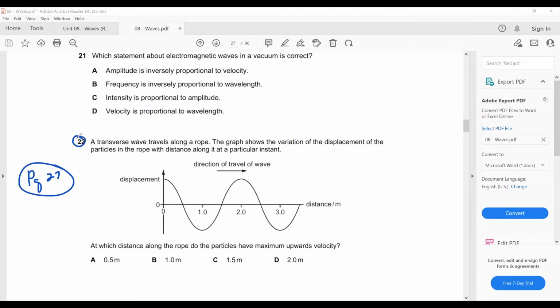All right. Now you have a transverse wave that travels along a rope. The graph shows the variation of the displacement of the particles in the rope with distance along it at a particular instant. When you see the words particular instant, it is actually referring to at a certain time. That's all. Okay.